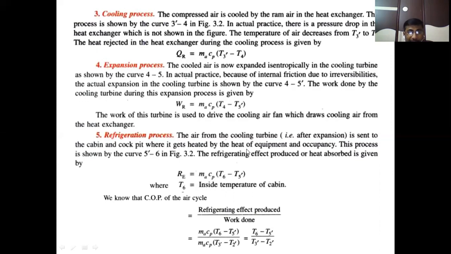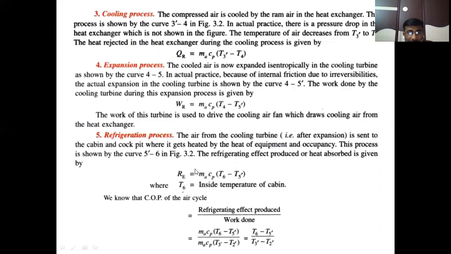The cabin has equipment and occupants, and the heat released by them can be absorbed by the air which is passing into the cabin from the turbine. This process is shown by the curve 5 dash to 6. The refrigerating effect produced, or heat absorbed in the cabin, is called the refrigeration effect.